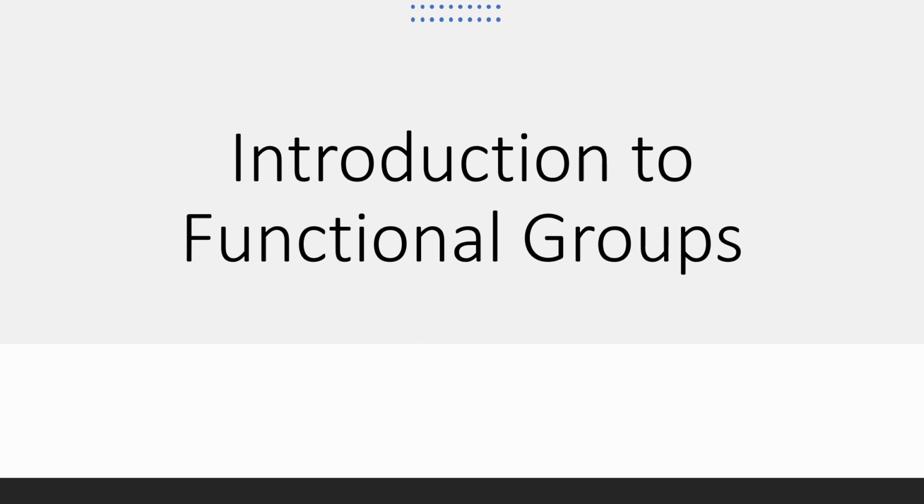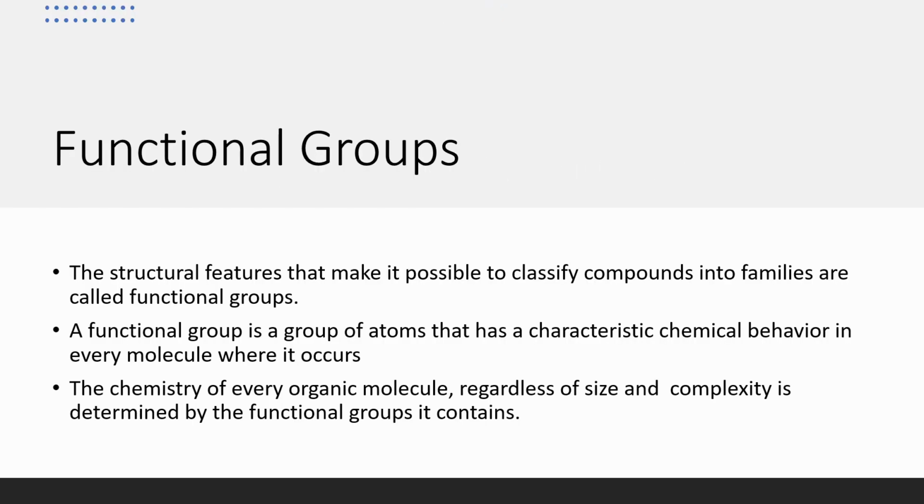So what are our functional groups? Functional groups are structural features that make it possible to classify compounds into families. A functional group is basically a group of atoms that has a characteristic chemical behavior in every molecule where it occurs.